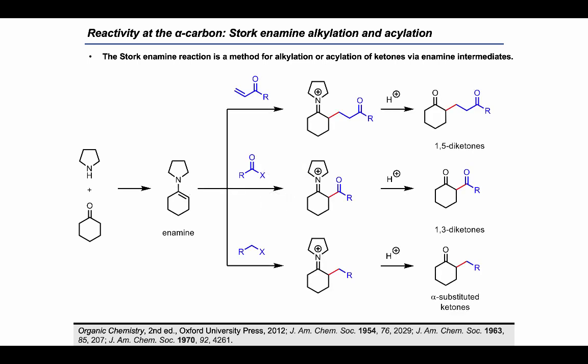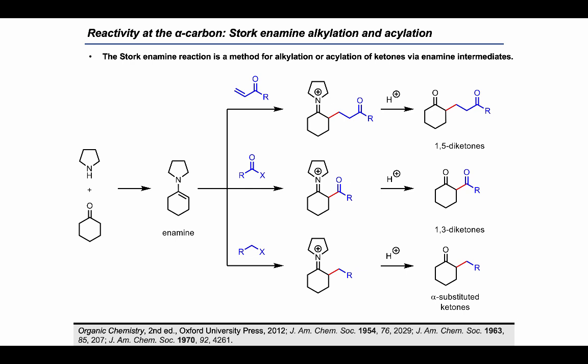Enamines undergo nucleophilic addition into a range of carbon nucleophiles. They react with Michael acceptors via conjugate addition to generate 1,5-diketones, and with acyl halides via nucleophilic acyl substitution to form 1,3-diketones. Activated sp3 electrophiles, such as benzylic and allylic alkyl halides, are also reactive. However, reactions of non-activated alkyl halides, such as simple primary alkyl halides, are generally lower yielding.